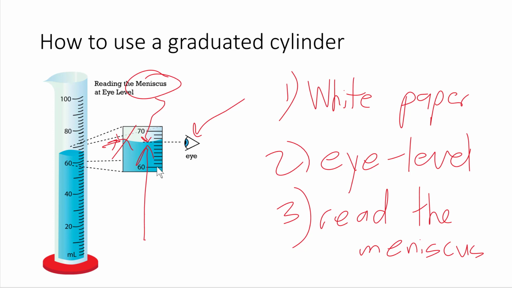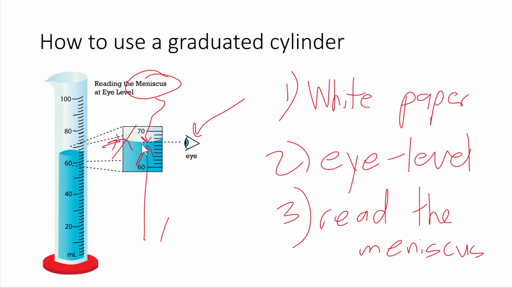And so you see there's a major scale division at 60 and at 70, and there's 1, 2, 3, 4, 5, 6, 7, 8, 9 lines. So that means there's 9 lines, which means there's 10 spaces in between the 60 and 70. That means each of these lines is 1 milliliter. So you count backwards here, 69, 68, 67. It's sitting right on the 67 line.